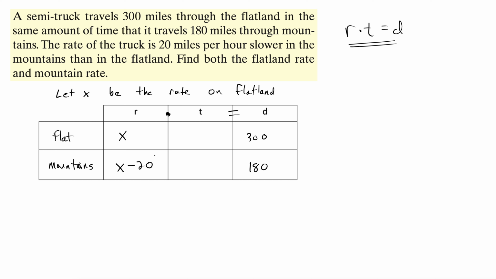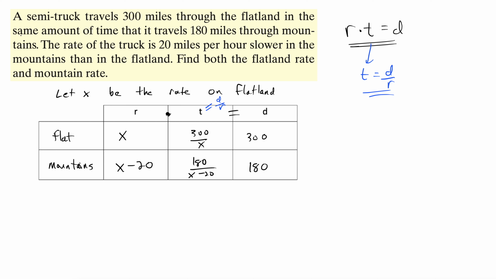Now we don't have much about time. When the problem doesn't say much about time, it's usually an indicator that we're going to use this: time equals distance over rate. The other useful equation for this kind of problem. Okay, and all that is just solving for t. So distance over rate gives 300 over x, and here we have 180 over x minus 20.